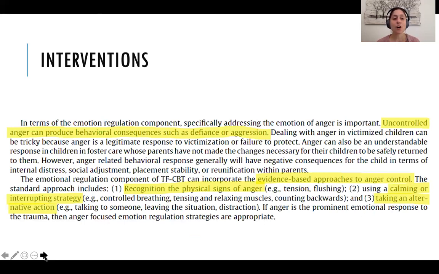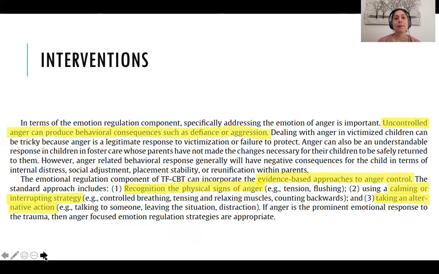So coming back to the Cohen article, we get some information about potential interventions for our goal of reducing aggression. And don't forget the recommendation we already got about psychoeducation. In case you forgot, it was, quote, we found it helpful to provide psychoeducation about the connection between the behavioral problems and the trauma. Okay.